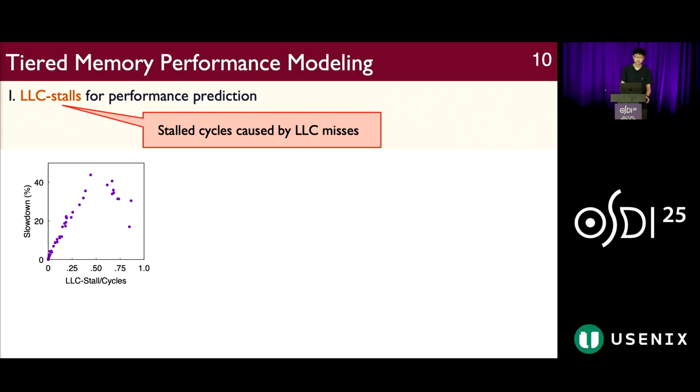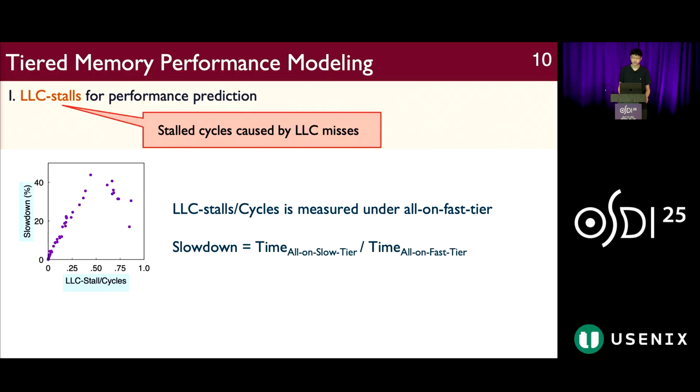Let's see the plot. The x-axis is the normalized L3 stall cycles. They are measured when the workloads are only run in the first tier. The y-axis is the slowdown, which is time spent on remote divided by time spent on local. Each data point represents one workload. In total, there are 56.